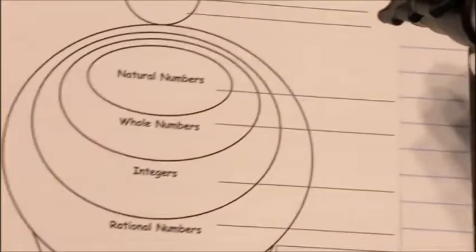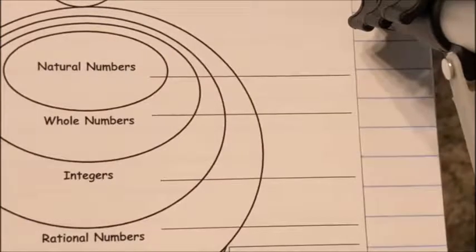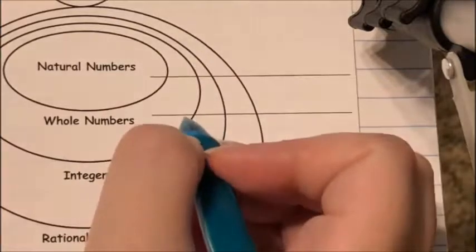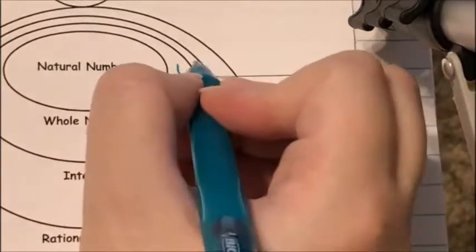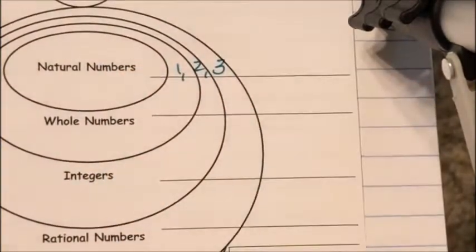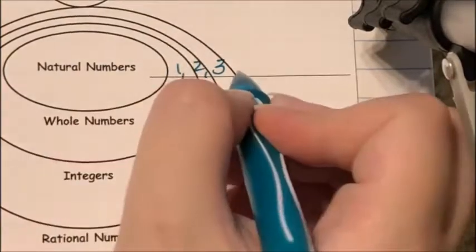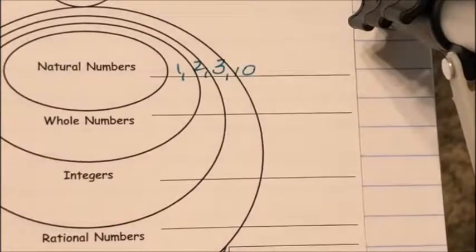So we're going to start with your natural numbers. Okay, natural numbers are any counting numbers that don't include 0. So if I go through natural numbers, my number sprinkles, I have 1, 2, and 3. I also have 10. Okay, so those are my natural numbers.